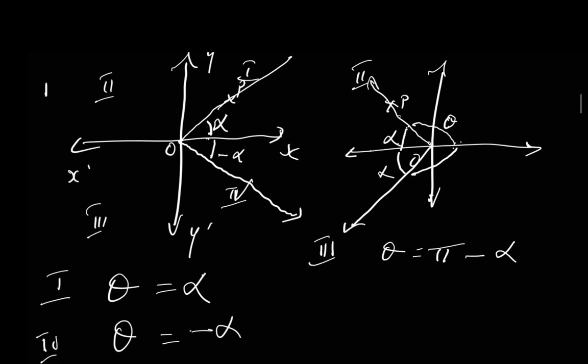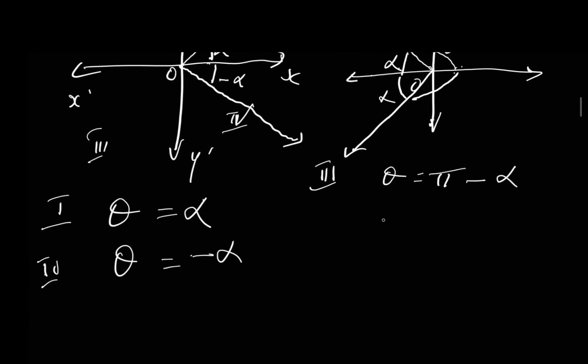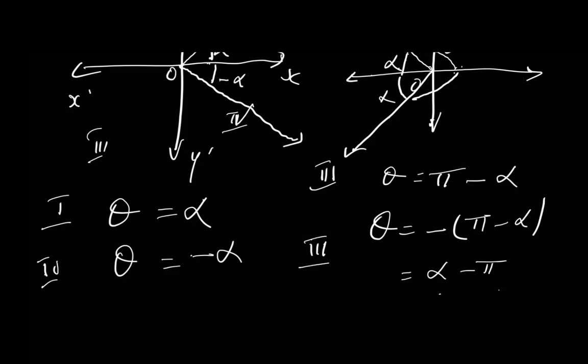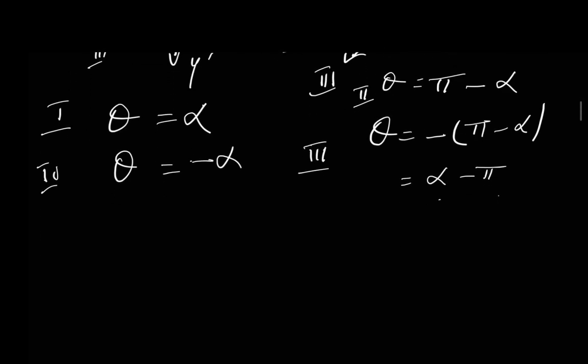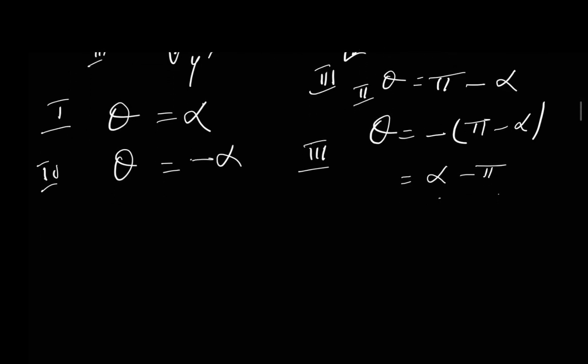The image of the line in the second quadrant lies in the third quadrant. So therefore it will be the negative of the angle in the second quadrant, minus (pi minus alpha). So minus into minus gives plus, alpha minus pi. So we take the third quadrant angle as alpha minus pi. The second quadrant theta is equal to pi minus alpha.